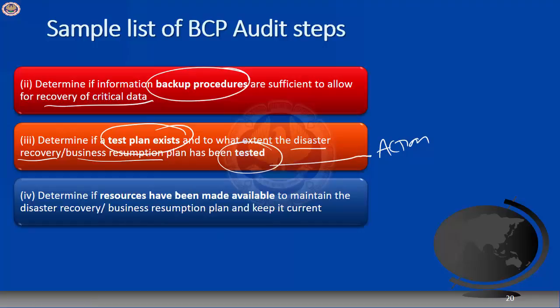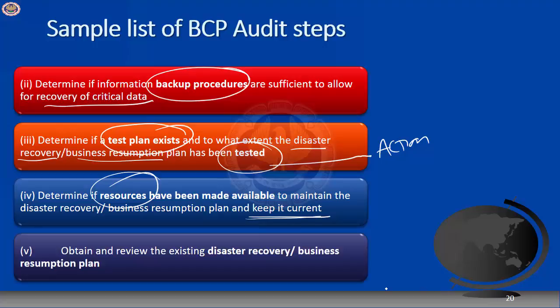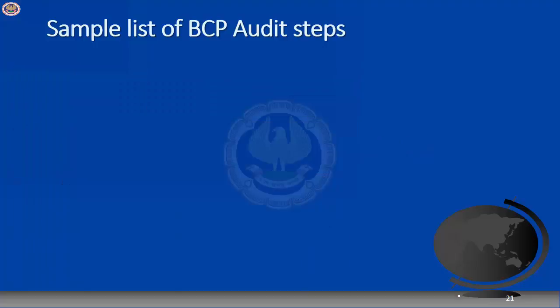You determine the resource requirements for the BCP for various types of disruptions and check whether these resource requirements have been kept current by having the right resources. You also review the disaster recovery and business assumption plan and check whether it is current, relevant and reliable.